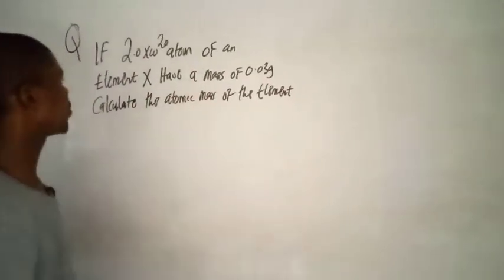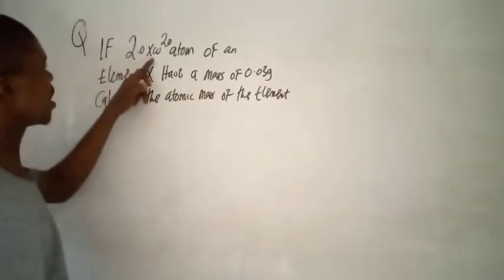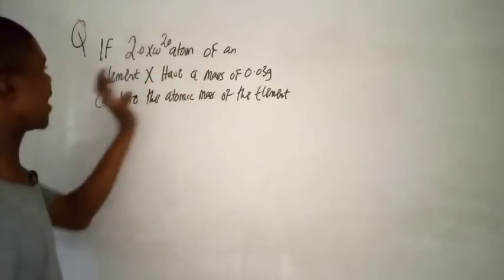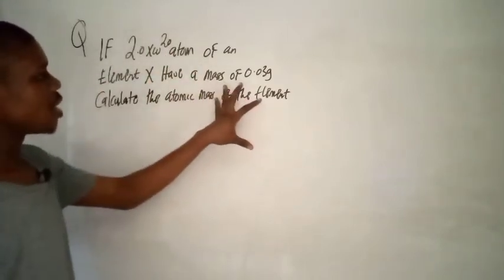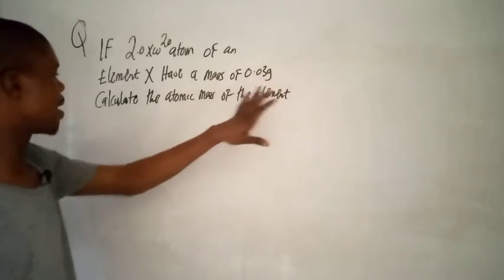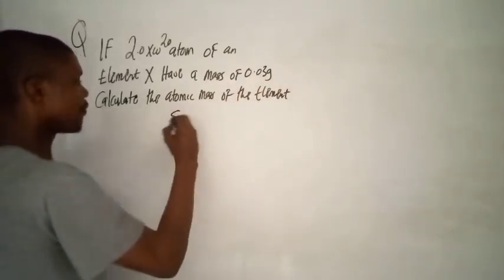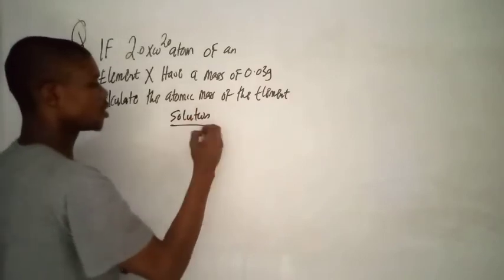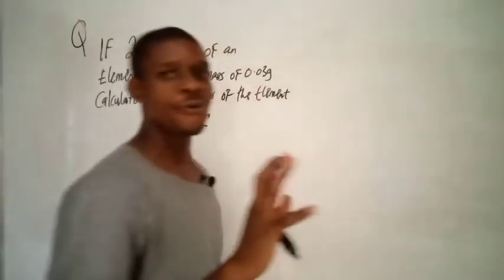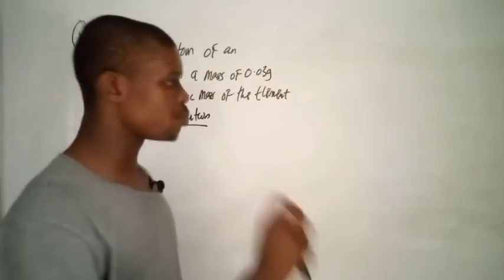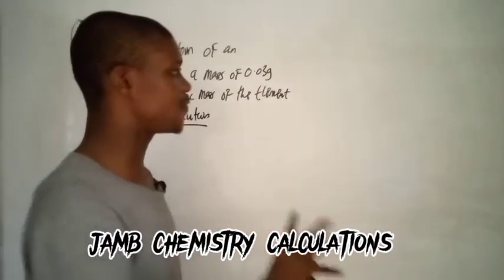So let's get started. Now let's solve the first question in this episode. If 2.0 × 10^23 atoms of an element X have a mass of 0.03 gram, calculate the atomic mass of the element. Now, for those who don't actually know this formula, we have three basic formulas for mole concept, and we are going to use them in this video.